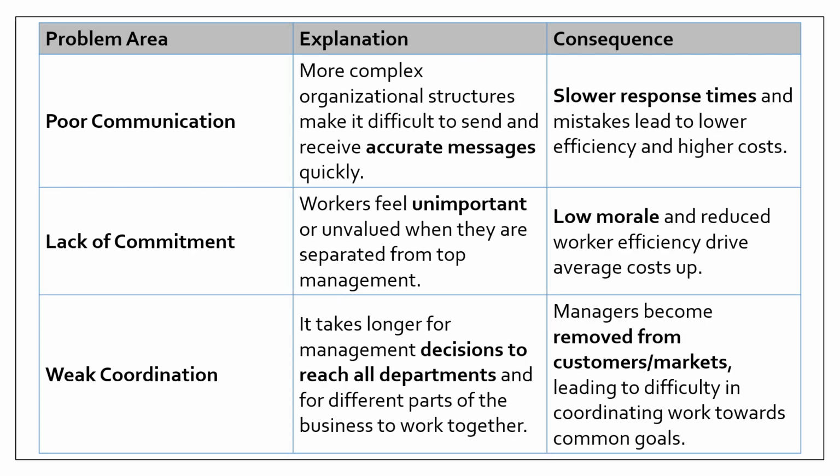What are the problems of diseconomies of scale? Number one, poor communication. More complex organizational structures make it difficult to send and receive accurate messages quickly, which in turn leads to slower response times, and mistakes lead to lower efficiency and higher costs. Number two, lack of commitment. Workers feel unimportant or unvalued when they are separated from the top management. Hence, there is low morale and reduced worker efficiency, which drive average costs up.